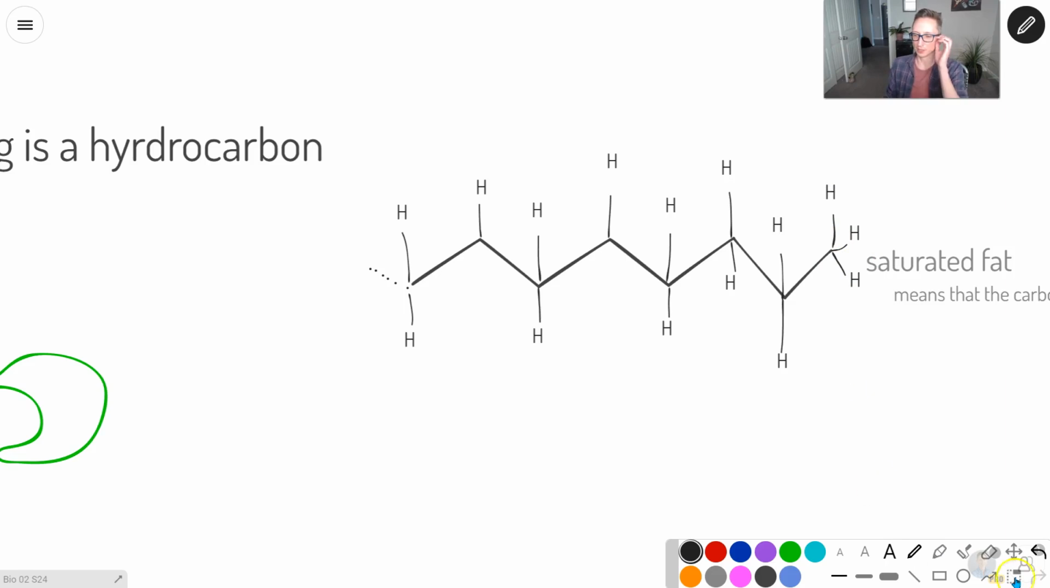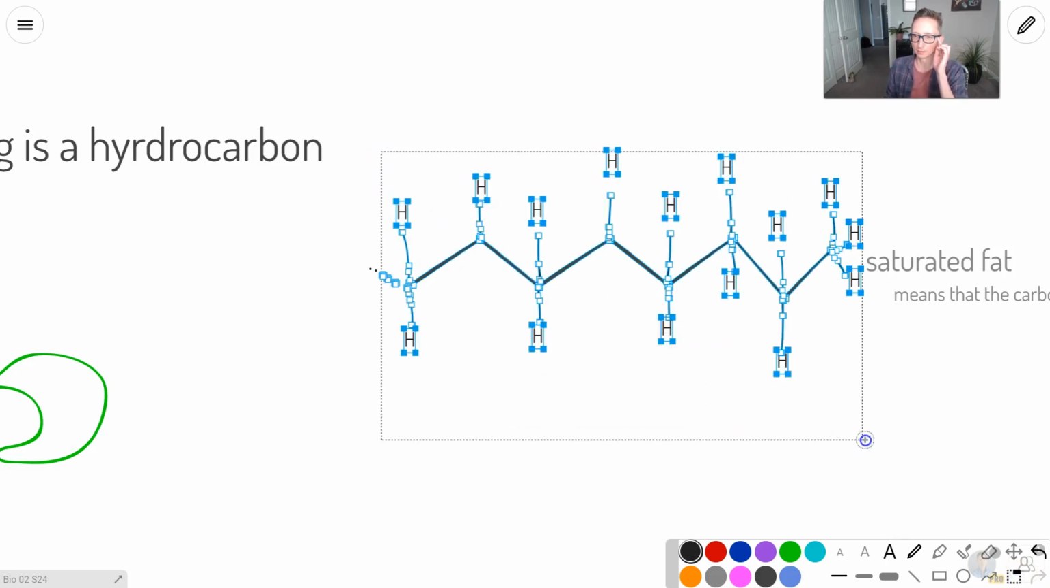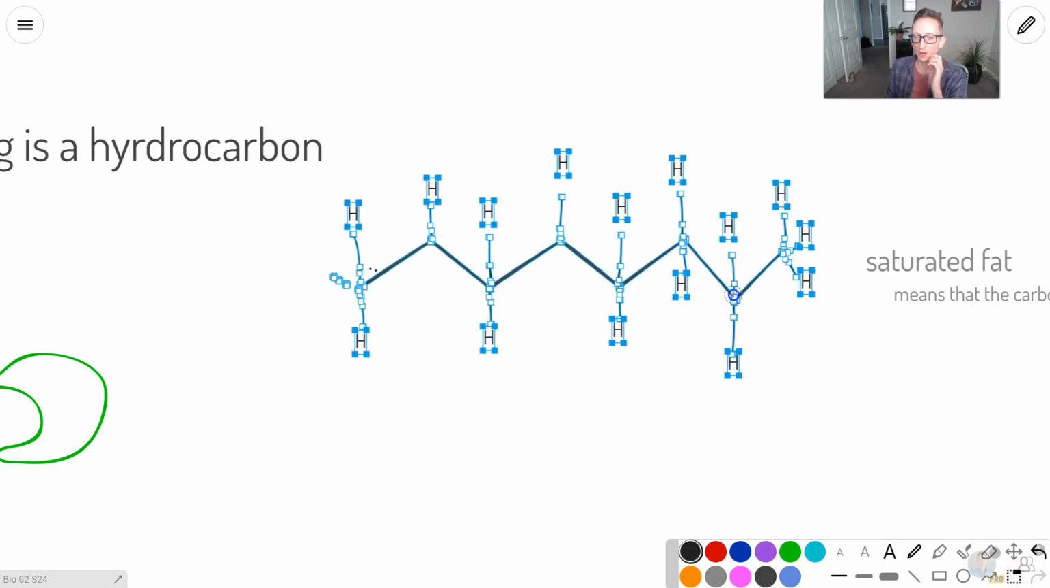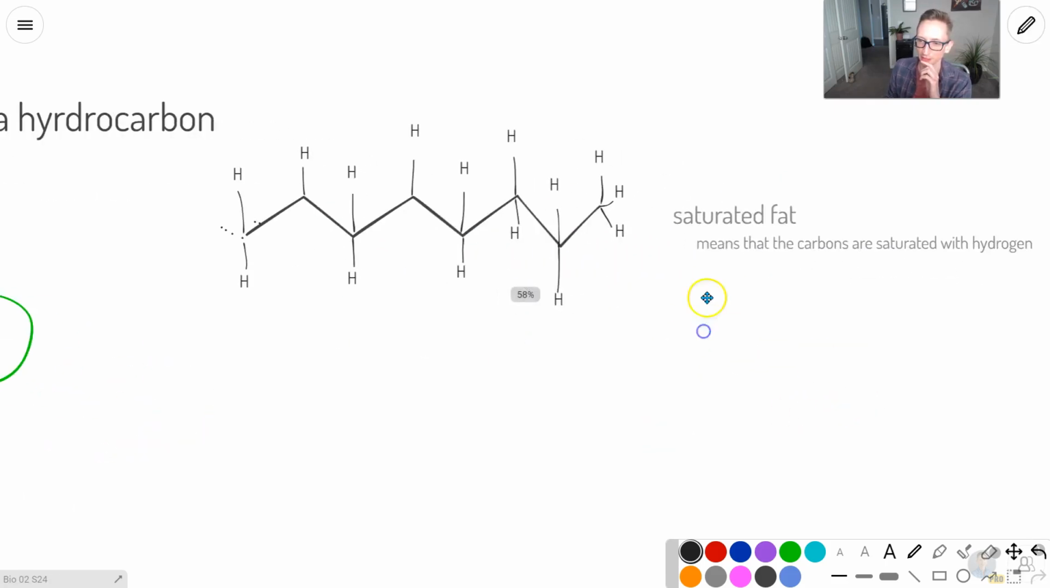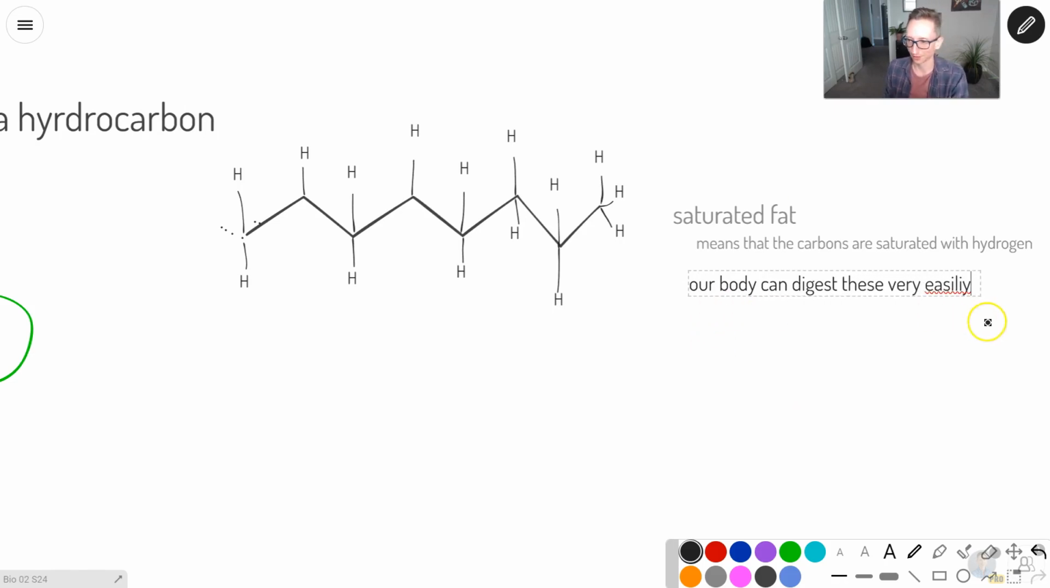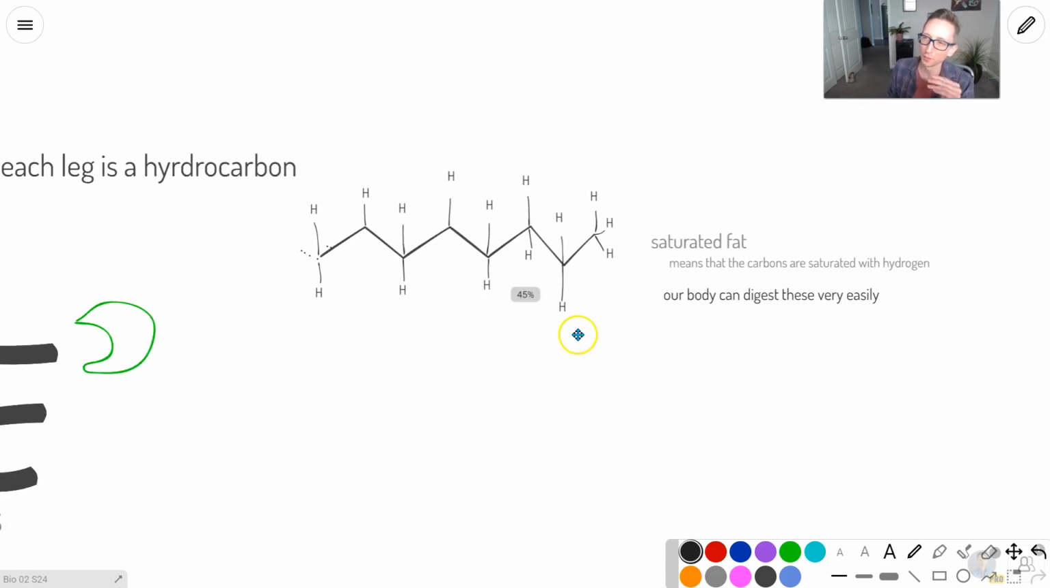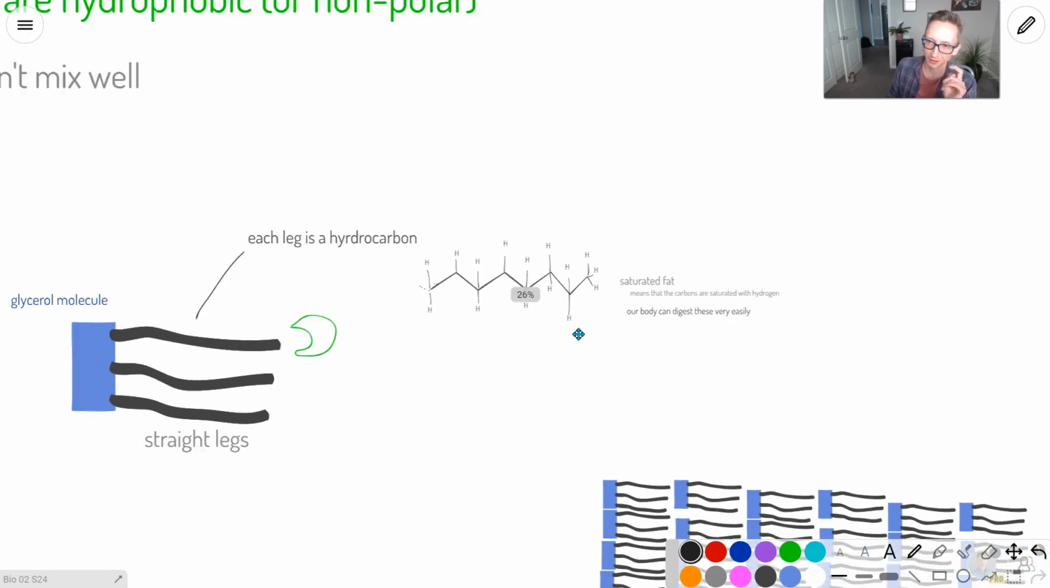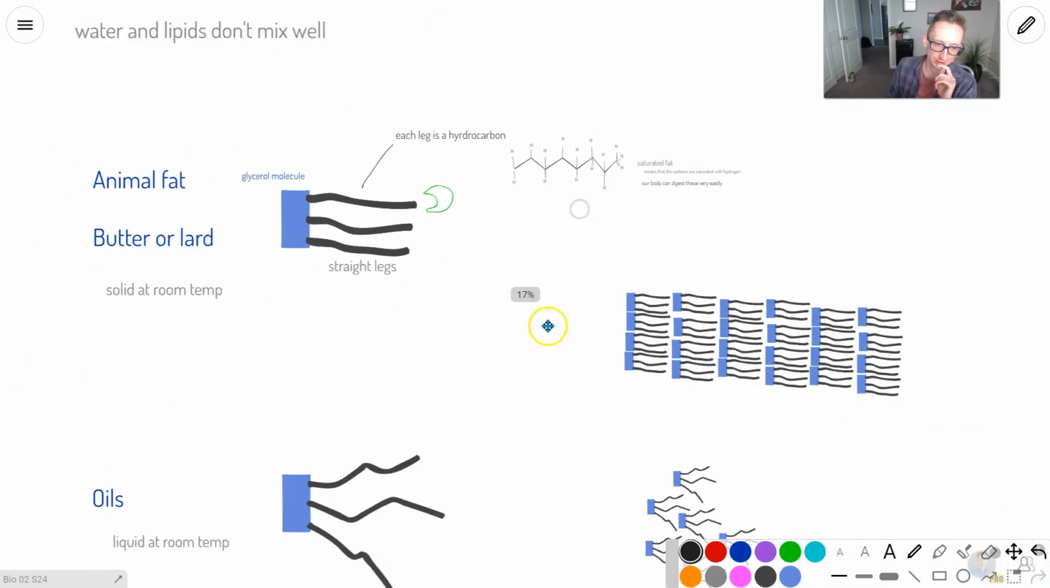Okay, so it's saturated. So the legs are straight. Our body can digest these very easily. Pretty nifty. A little health advice here. Butter is actually technically healthier than a lot of oils.